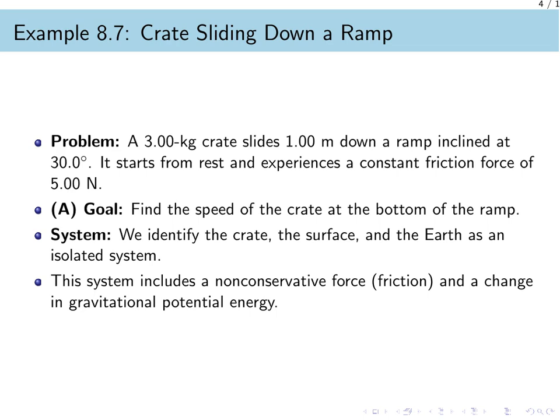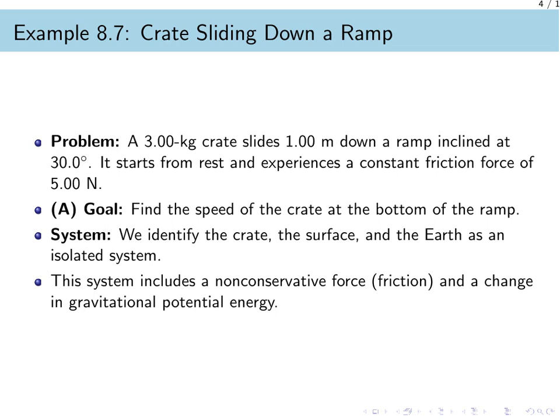Let us apply this to our first problem. Example 8.7. We need to find the speed of a crate at the bottom of a ramp. The problem gives us a 3.00 kilogram crate that starts from rest. It slides 1.00 meter down a ramp that is inclined at 30.0 degrees. Crucially, it experiences a constant non-conservative friction force of 5.00 newtons. Our goal for part A is to find the speed of the crate when it reaches the bottom.